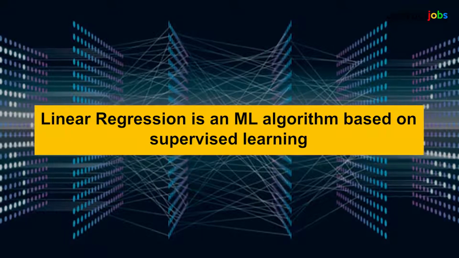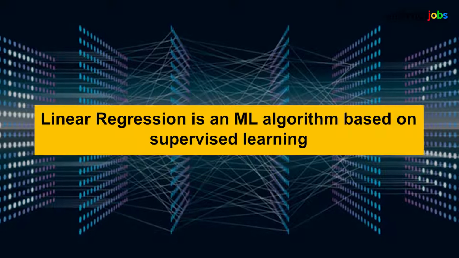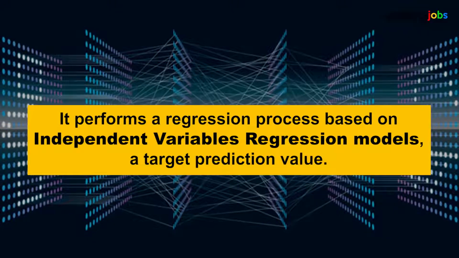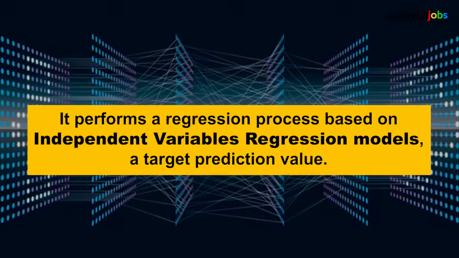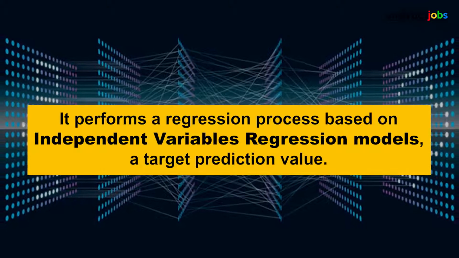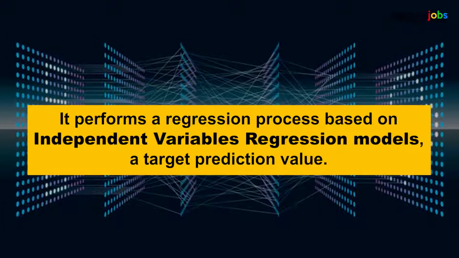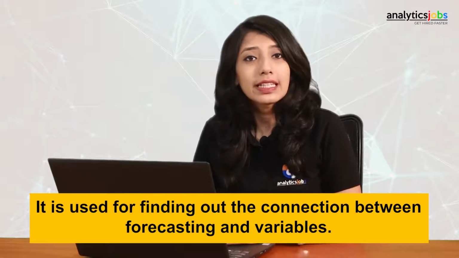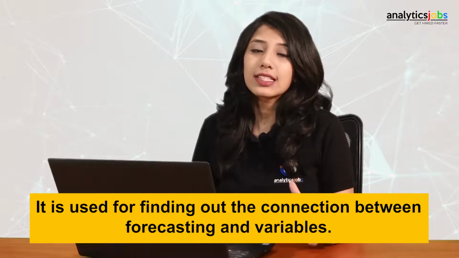Linear regression. As said, linear regression is an ML algorithm based on supervised learning. It performs a regression process based on independent variables, and models a target prediction value. It's normally used for finding out the connection between forecasting and the variables. Different regression models differ based on the relationship type between independent and dependent variables they are considering and the number of independent variables being used.